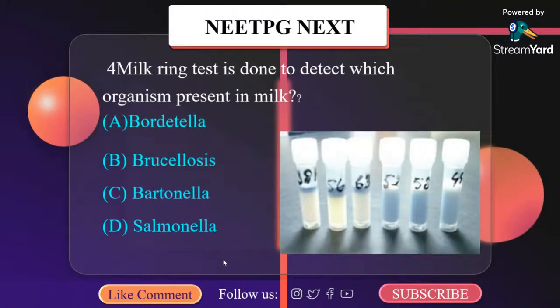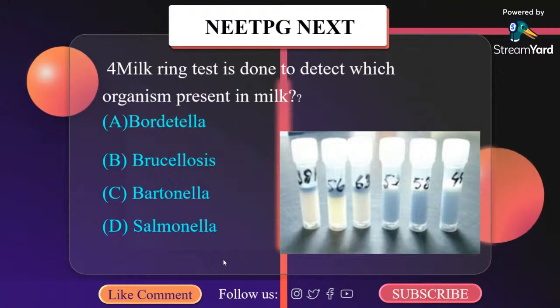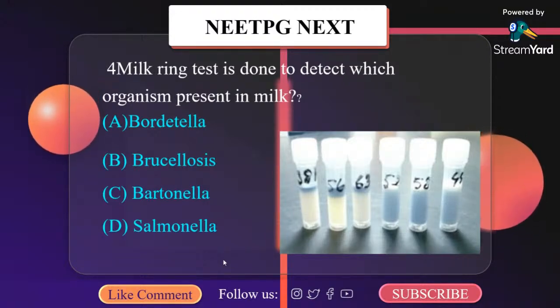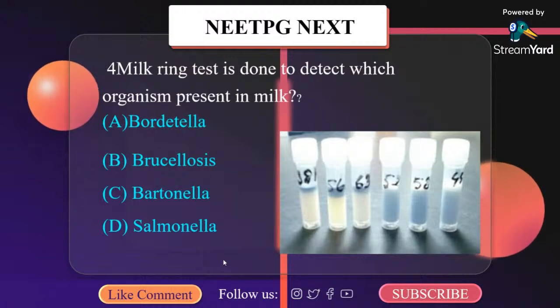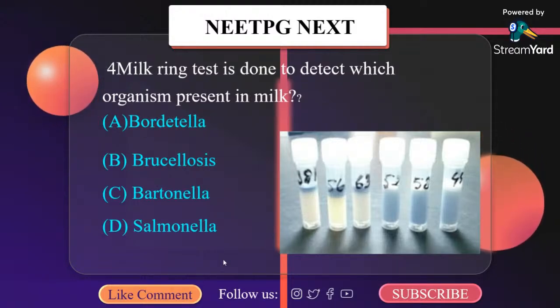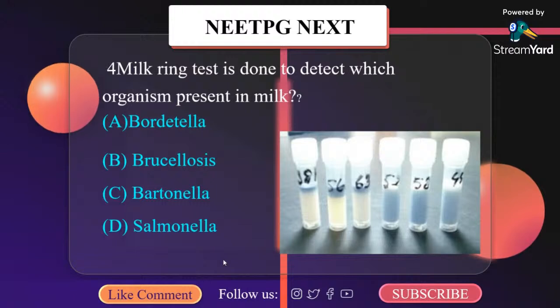Milk ring test. Again, this is most often repeated. It detects which organism present in milk? A. Bordetella, B. Brucella, C. Bartonella, D. Salmonella. Milk ring test is seen in brucellosis.